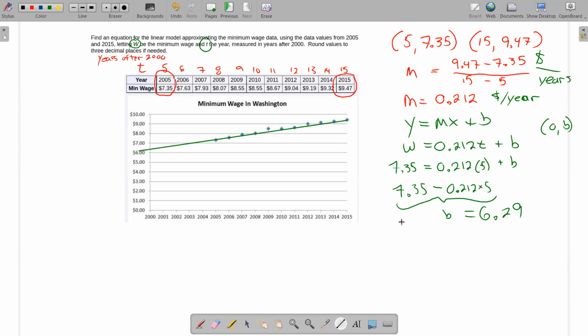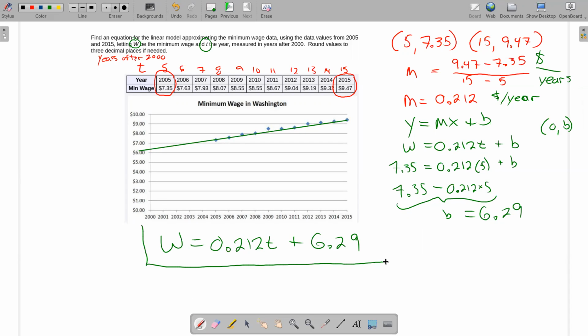Appreciate it. All right, so we have a line. We think for this situation right here with T years, whoa, it's not a pen, with T years after 2000, that the equation should be W equals 0.212 T plus 6.29.